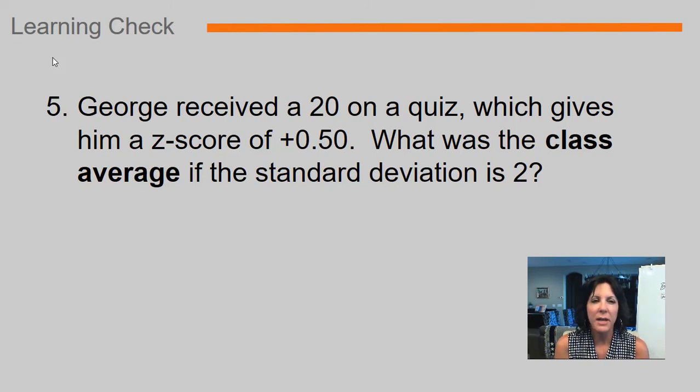But we do know that George has a z-score of 0.50, and the standard deviation is 2. So a z-score of 1 is going to equal a standard deviation of 2, or 2 points. George has a z-score of half of that. He has 0.5, so he is 1 point above the mean, which means that the class average is 19. If you didn't get that, think about it a little bit.